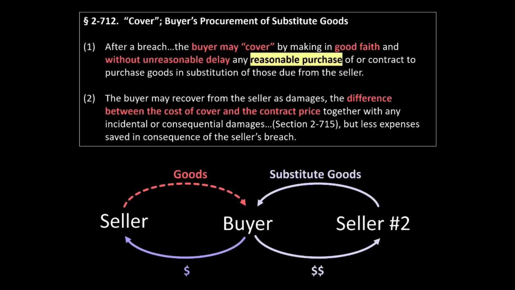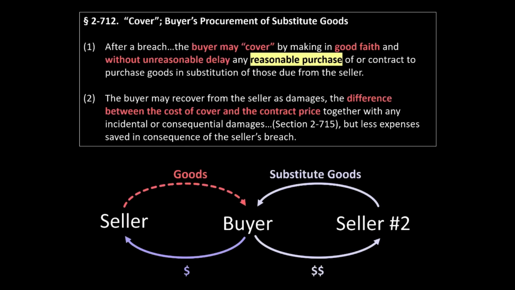Finally, the goods bought by the buyer in her cover transaction must be a reasonable substitute for the goods that the breaching seller was supposed to provide. So the buyer cannot try to upgrade on the quality of the goods in a cover transaction. To be sure, sometimes some differences between the breaching seller's goods and the cover goods may be unavoidable, and some differences will be generally tolerated by the courts.